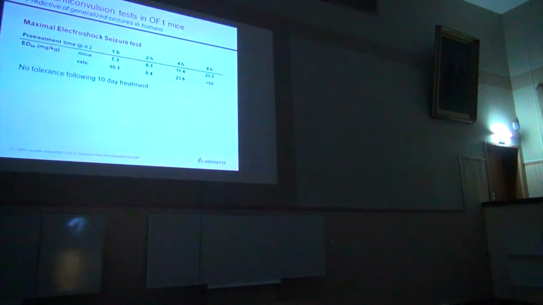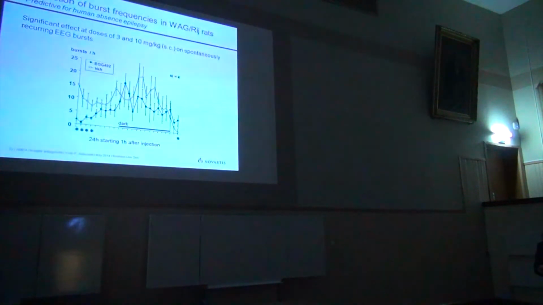It's an important model because it also allows us to measure tolerance, which is an issue encountered by many anti-epileptic drug candidates that work very well during the first day, and then a little less the second day, a little less the third day, and then they don't work anymore. BGG492 actually worked as well after 10 days as after the first day, so that was very good. Next slide. The next slide shows a different model of epilepsy. You might have heard about absence epilepsy.